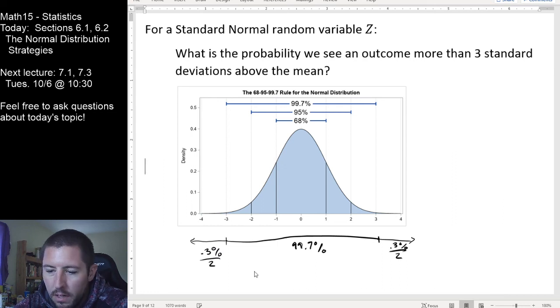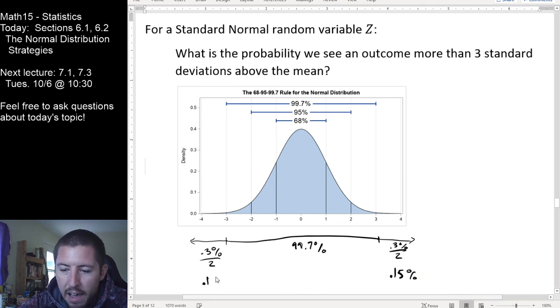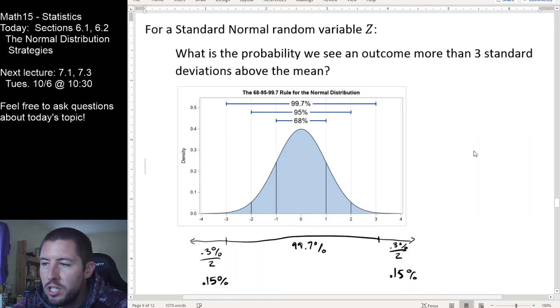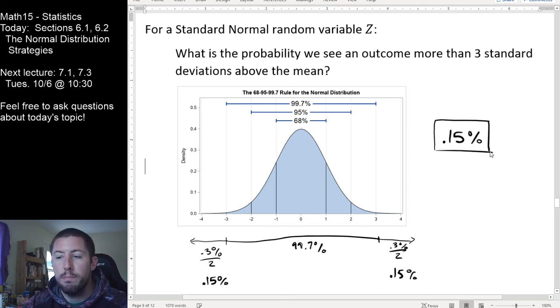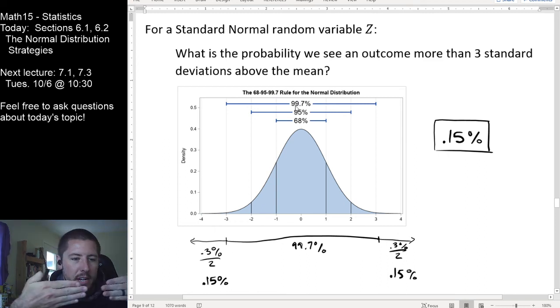And so it looks like we should really be experiencing 0.15% of all observations are more than 3 standard deviations above normal, and 0.15% of all observations are more than 3 standard deviations below normal. So 0.15% seems to be the probability of experiencing an observation that is more than 3 standard deviations above the mean. And the way that I got that was by using the 99.7% for the middle 3 standard deviations. That helped me figure out what should be going on with the outer parts out there.